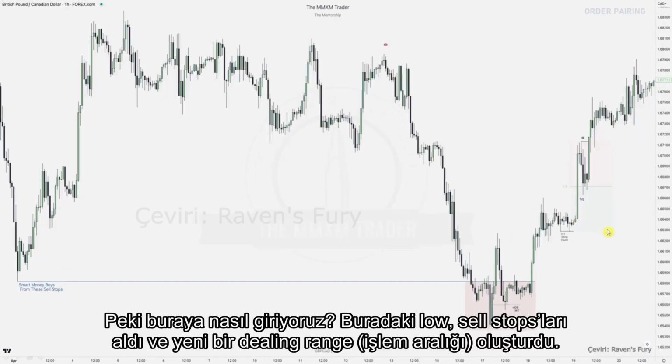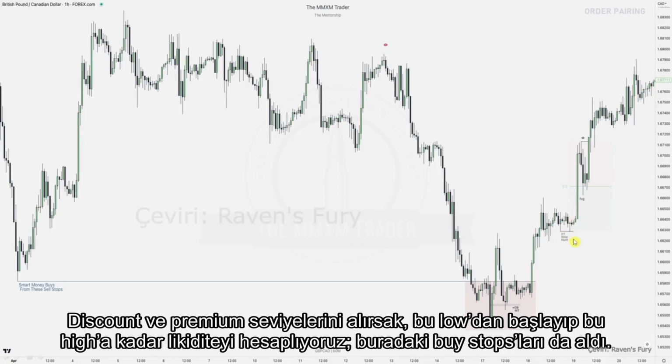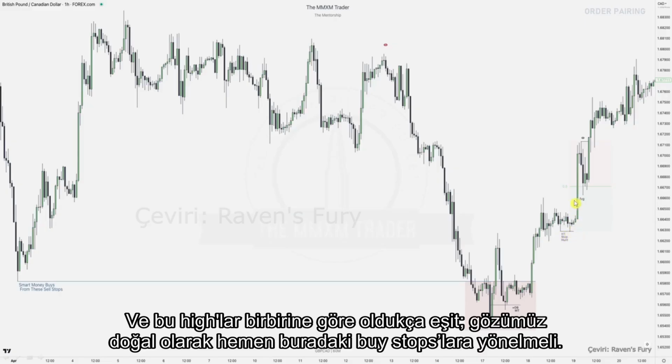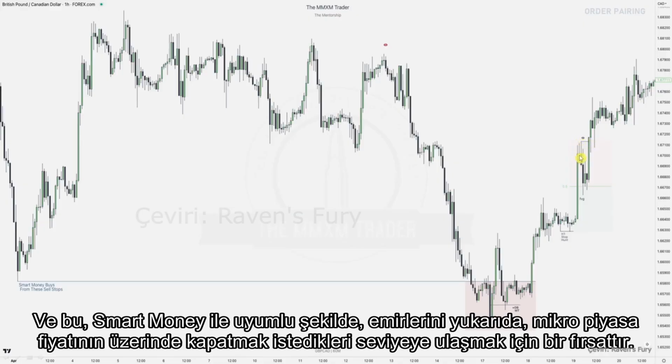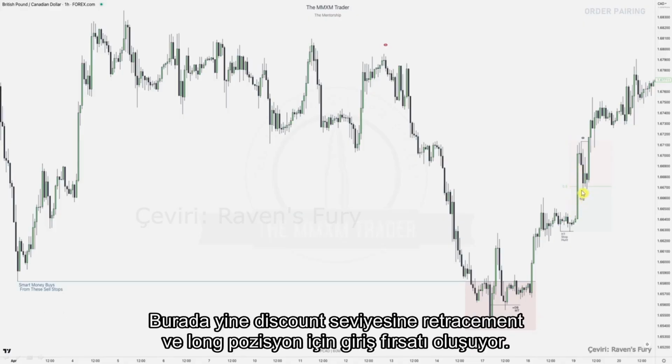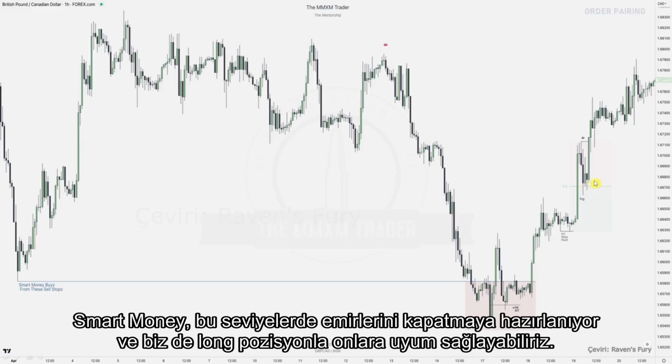Now how do we get in, right? We can see this low which took out these sell stops over here, creating a new dealing range, right? So if you take your discount and premium levels, we take this low which raids liquidity into this high which took out these buy stops over here, and then look at these highs are relatively equal, right? So our eye should eventually or immediately go into these buy stops over here. Then price retraces back into discount, into this fair value gap over here, right? And this is another opportunity to get in long and be in line with smart money where they want to offload their orders above here, above market price.